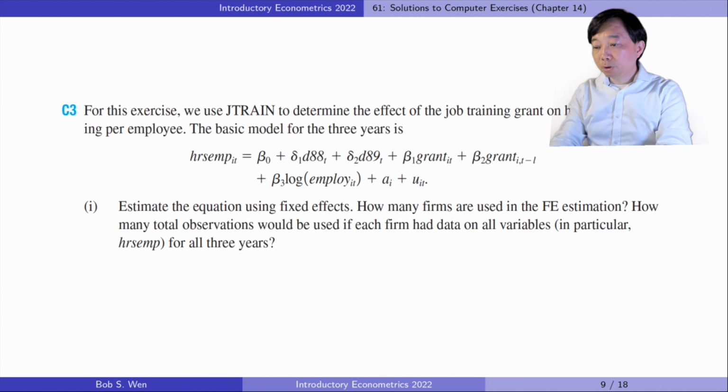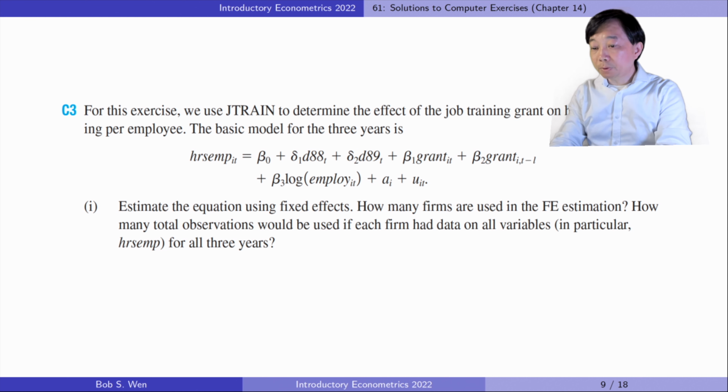Let's find answers to computer exercise 3. For this exercise, we use the dataset to determine the effect of the job training grant on hours of job training per employee. The basic model for the 3 years is as follows. In part 1, we estimate the equation using fixed effects.